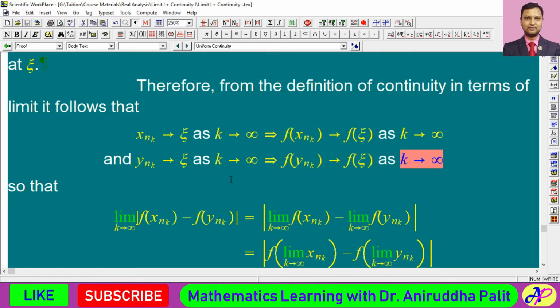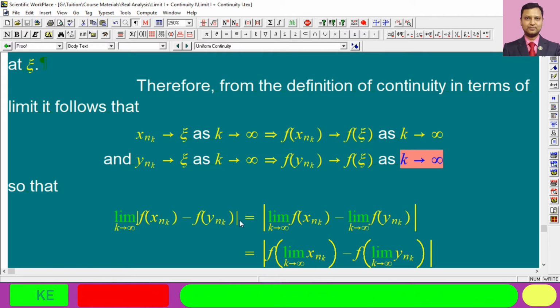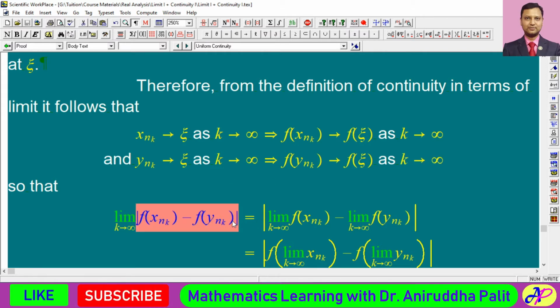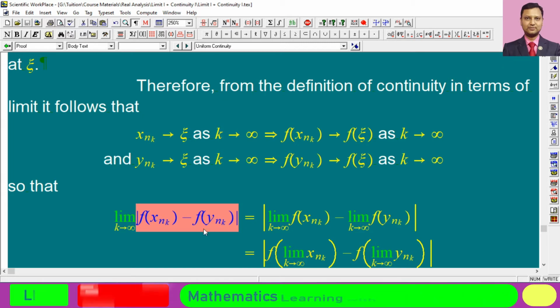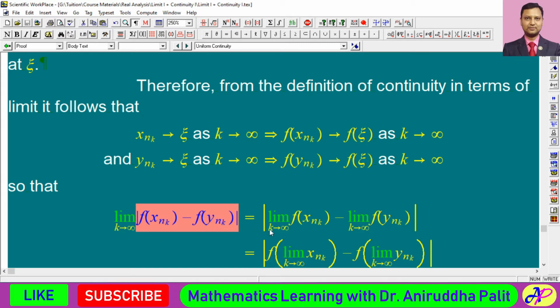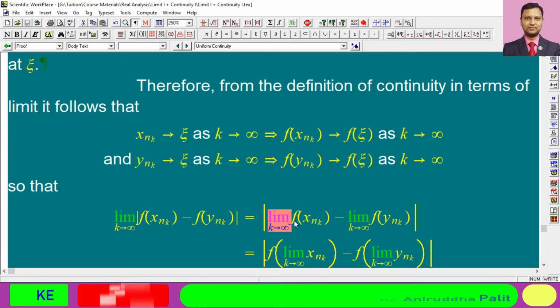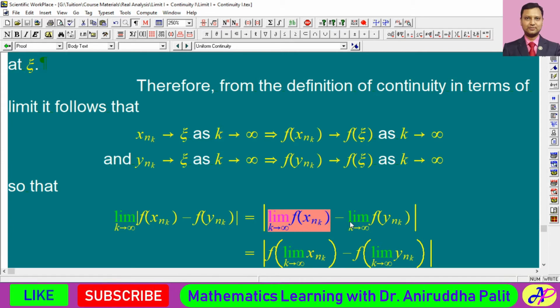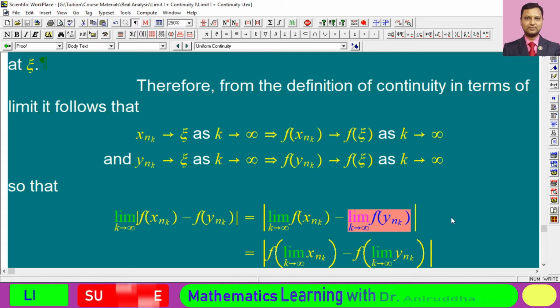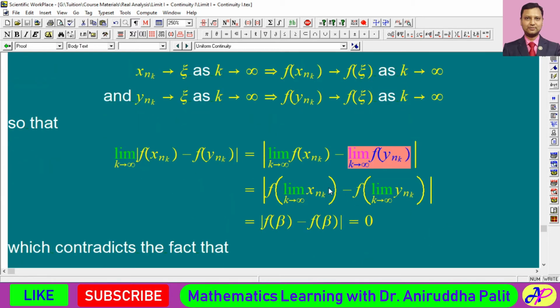And therefore, we can say that this limit, this modulus, is actually a continuous function. So we can interchange the position of modulus and limit. Therefore, we can say that the limit of modulus of f of x_nk minus f of y_nk should be equal to modulus of limit k tending to infinity f of x_nk minus limit k tending to infinity of f of y_nk, this expression. Now, what is this?